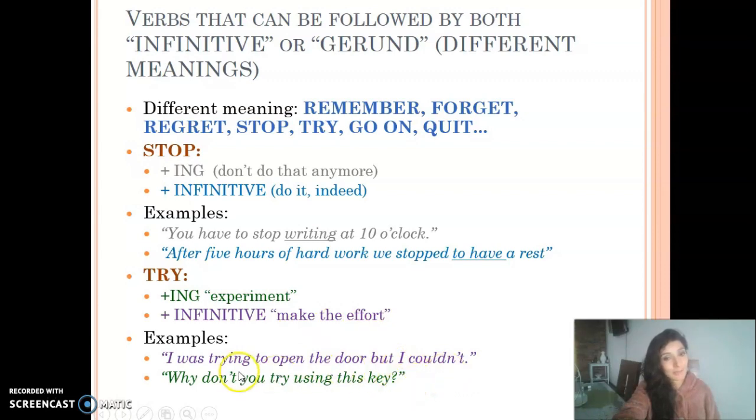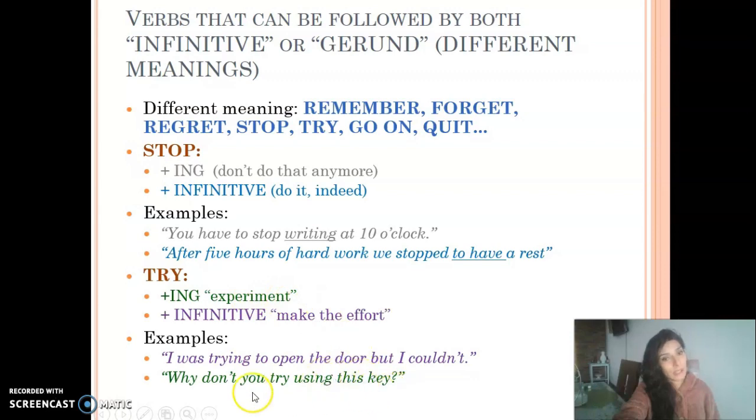What if I change it? I was trying opening the door, but I couldn't. It means that we are experimenting with the door. The second example was, why don't you try using this key? In this case, we're using a gerund after the verb try. So it means that we are experimenting with this key.